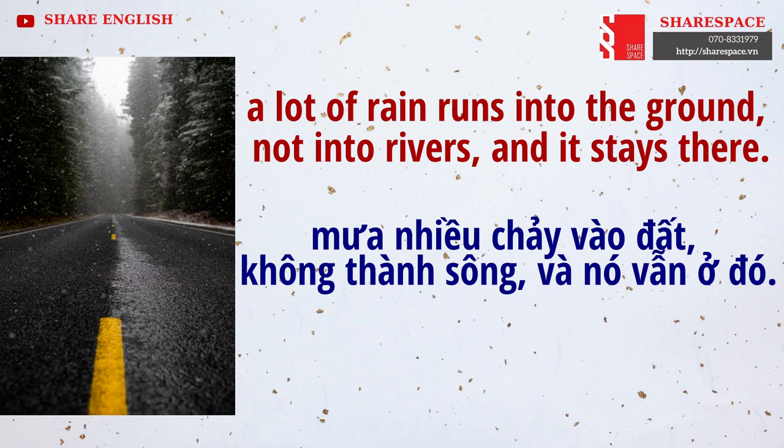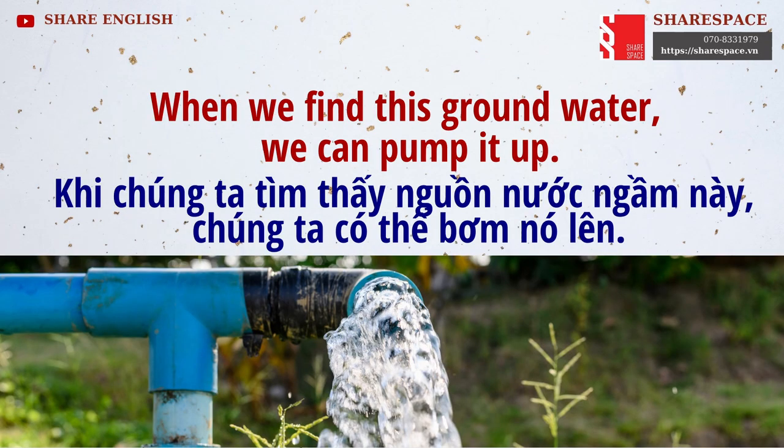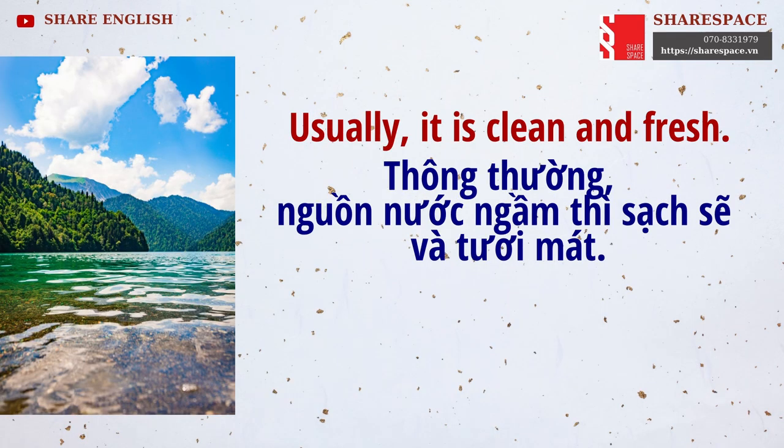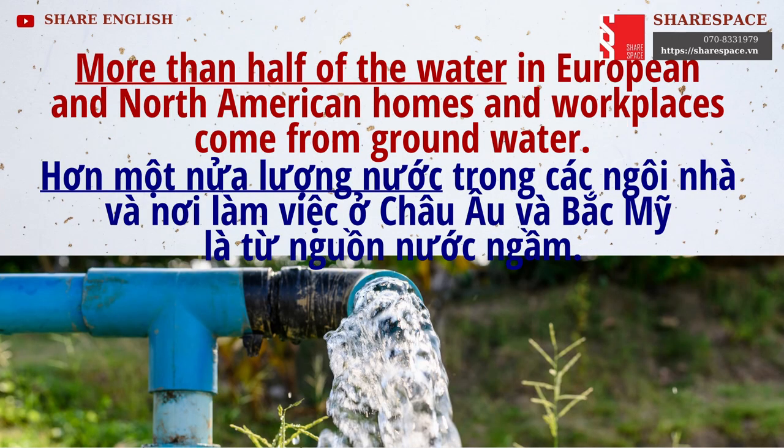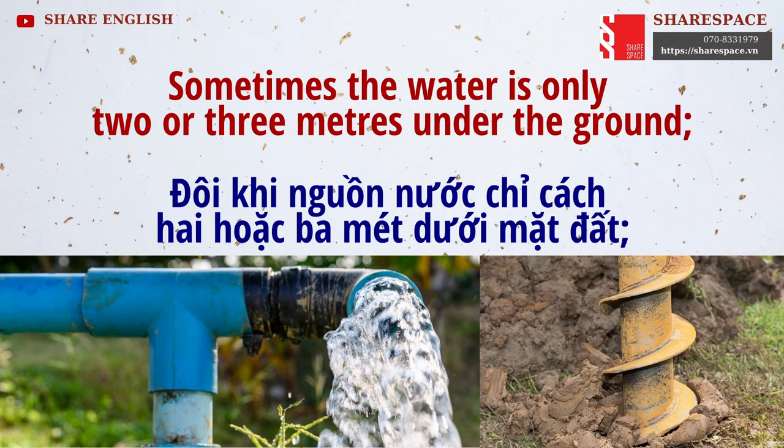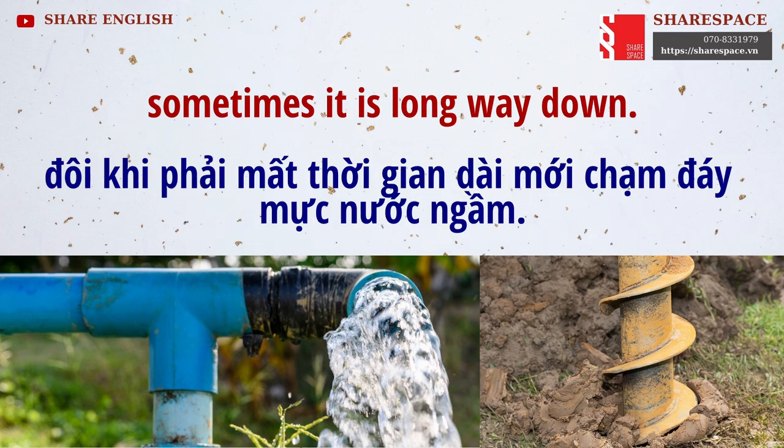A lot of rain runs into the ground, not into rivers, and it stays there. When we find this groundwater, we can pump it up. Usually, it is clean and fresh. More than half of the water in European and North American homes and workplaces comes from groundwater. Sometimes, the water is only 2 or 3 meters under the ground. Sometimes, it is a long way down.